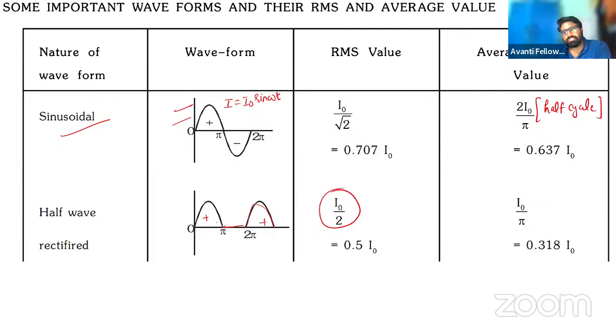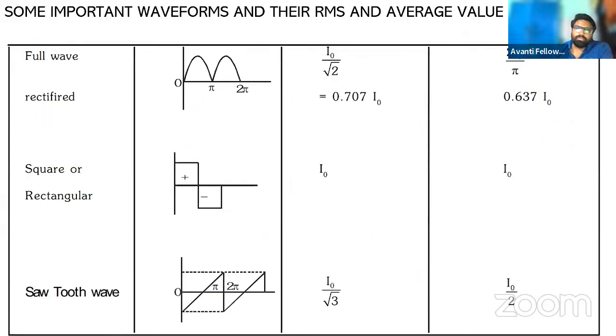The RMS value of this function is I naught by 2, and the average value is I naught by pi. Now the full wave rectifier, so that gap has vanished. When this positive finishes, the next positive is being created. This is a full wave rectifier. Again, the RMS value is I naught by root 2, and this is the average value for half cycle.